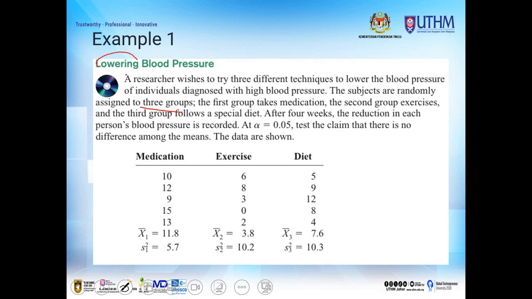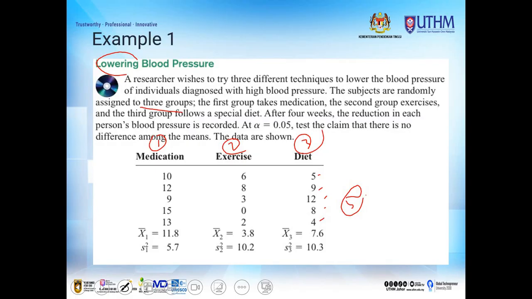So this is in order to lower the blood pressure. Okay, they go for medication, exercise, and diet. After 4 weeks, the reduction in a person's blood pressure is recorded, at alpha 0.05. Test the claim that there is no difference among the means. Okay, and the data are shown below here. So we have 1, 2, 3, 4, 5 records, for each group they have 5 records.